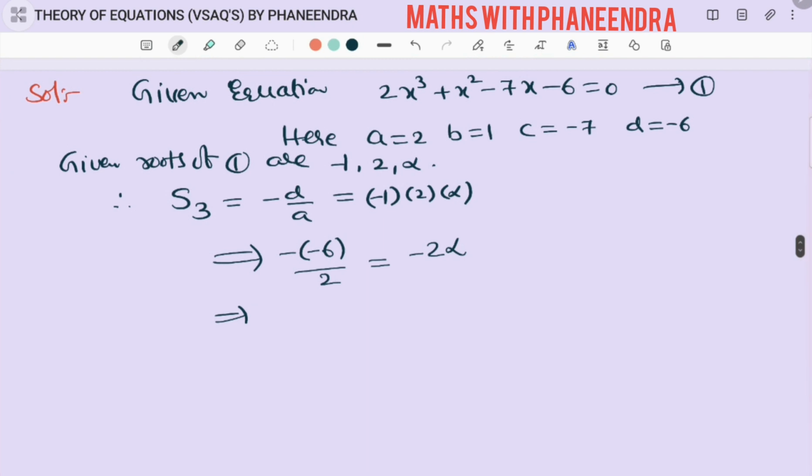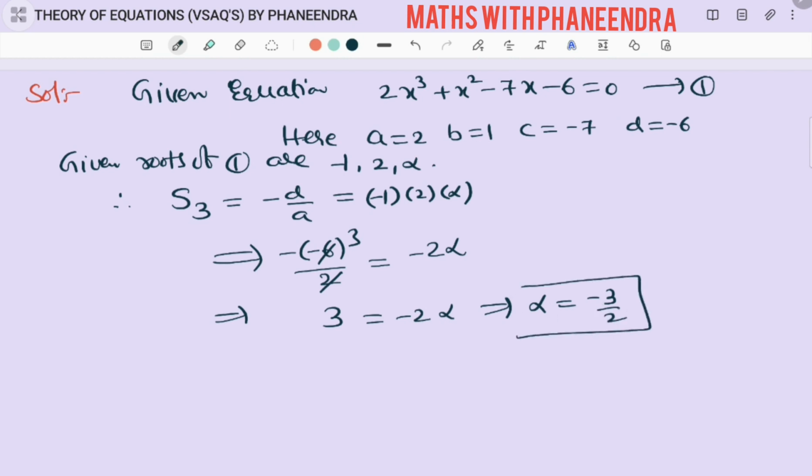So here, 2 ones are 2, 3s are minus, and minus 3 is equal to minus 2 alpha. So alpha is equal to minus 3 by 2. I hope you understand that. We'll move on to the next question.